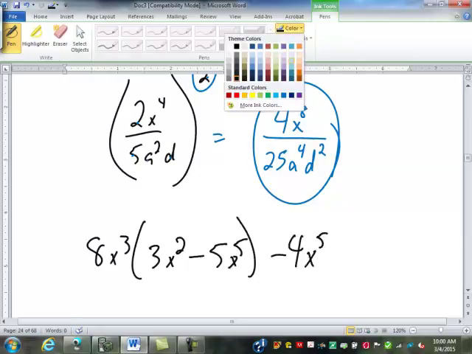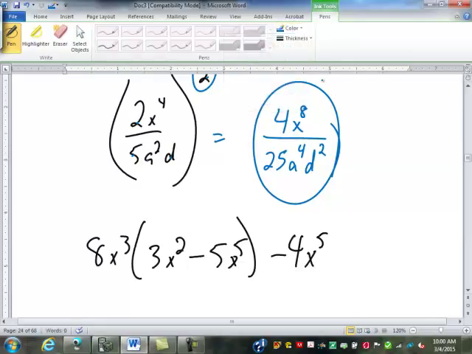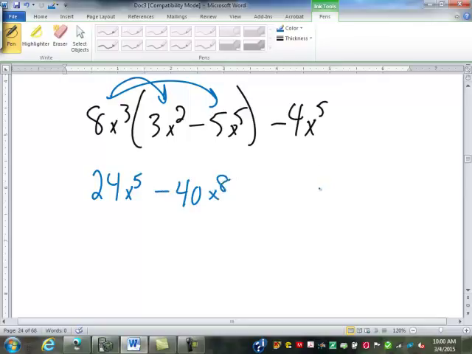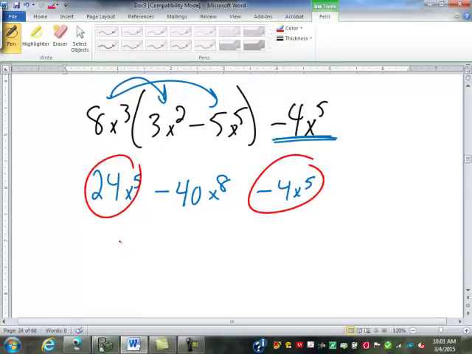So number 32. First step, distribute. 8x to the 3rd times 3x to the 5th is 24x to the 5th. 8x to the 3rd times a negative 5x to the 5th is a negative 40x to the 8th. What do you do with the negative 4x to the 5th? We combine it with the 24x to the 5th. 24 and negative 4 make 19x to the 5th minus 40x to the 8th.